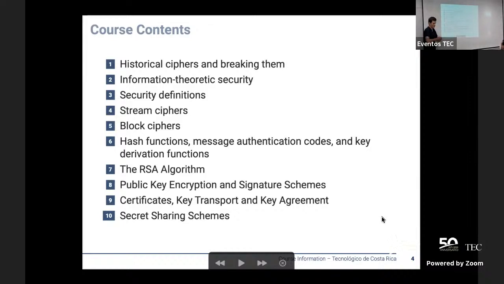And then the last one, it's already slightly moving towards more advanced topics, or more besides cryptography, the encryption things, is secret sharing schemes. We will cover that in that class to learn what that actually is. So that's a bit of the course contents. Are there any questions so far about the course, like the grading scheme or the lab assignments?